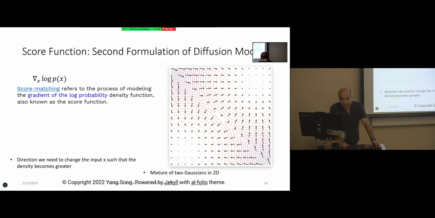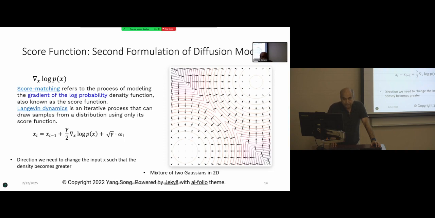We need to change the input x so that density becomes greater. Now, once you can estimate the score function, then you can actually draw a sample from the distribution, which is given here, and this is called Langevin dynamics. So the main thing is, if you know this gradient of probability, gradient x of log p of x, and you have omega as a noise, then you can go from x_{i-1} to x_i.